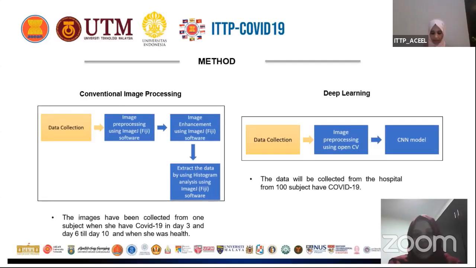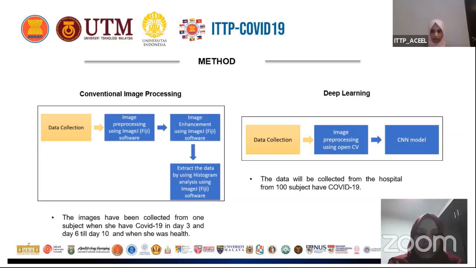Actually, for our project, we have two methods, which are conventional image processing and deep learning. Conventional image processing is what we use for this stage, since we have limitations in the data. We will use deep learning in the second stage after we get all the data from the hospitals, because deep learning needs more data in order to train and test the model.